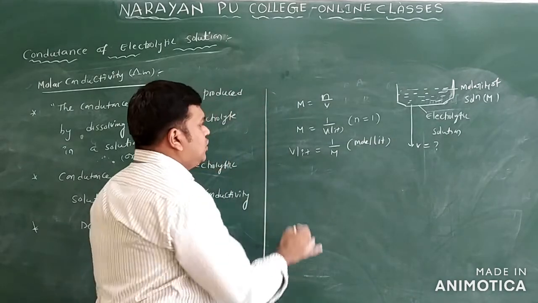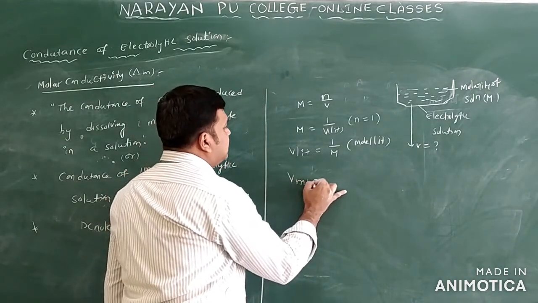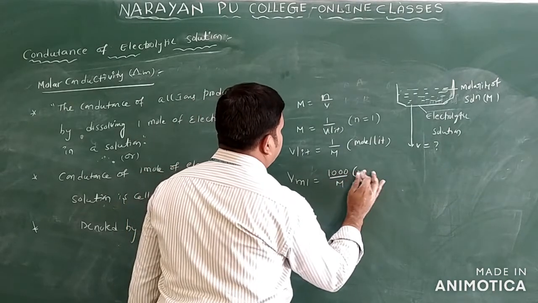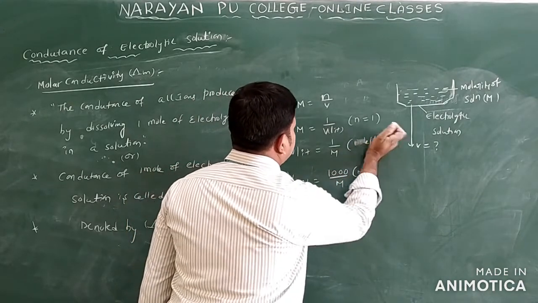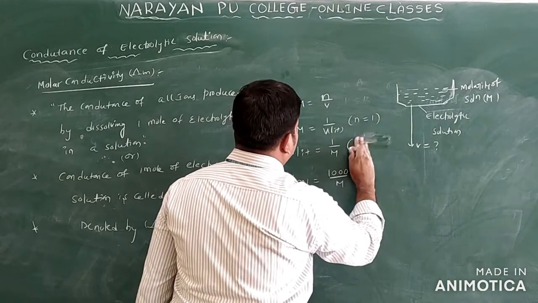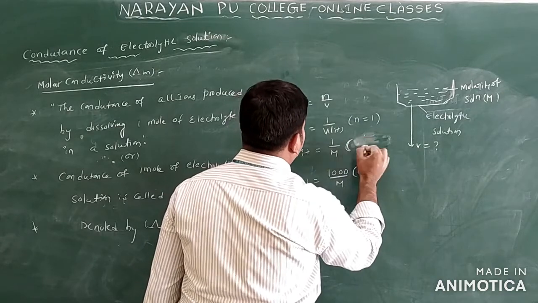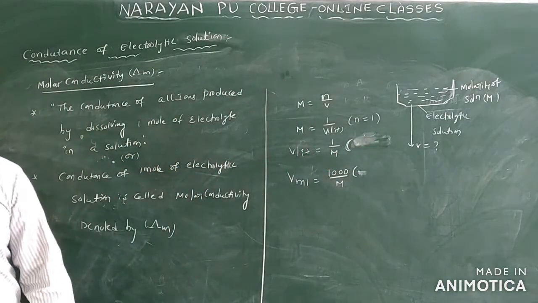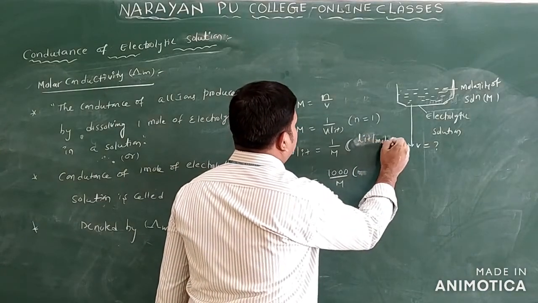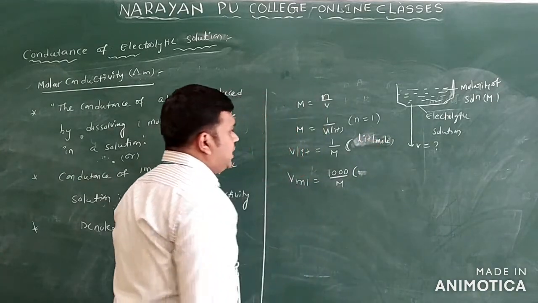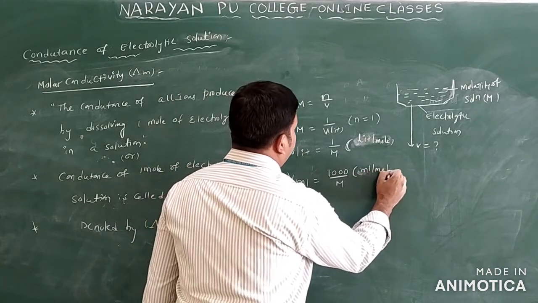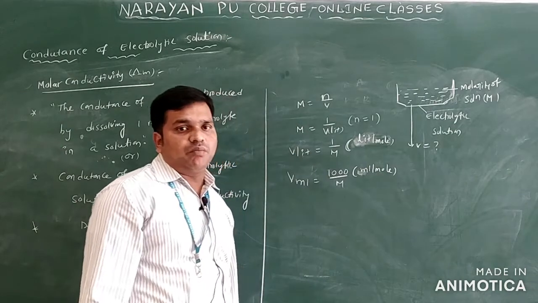From this I want to write V in ml. That is equal to 1000 by M. Here we are taking 1 mole, so we get a volume of 1 liter per mole, or in ml per mole.